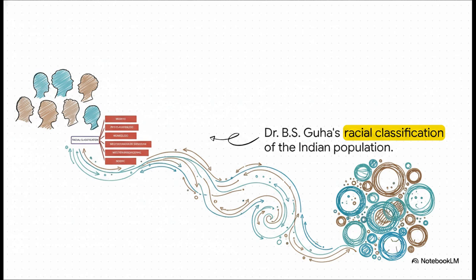Early on, anthropologists like Dr. B.S. Guha actually classified the population into 6 main racial groups. But here's the thing, our source material makes very clear. Today, there are really no pure racial types. We're talking about millennia of people moving around and mixing, which has created this immense racial heterogeneity.